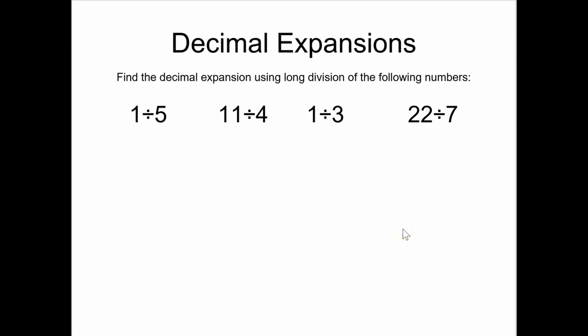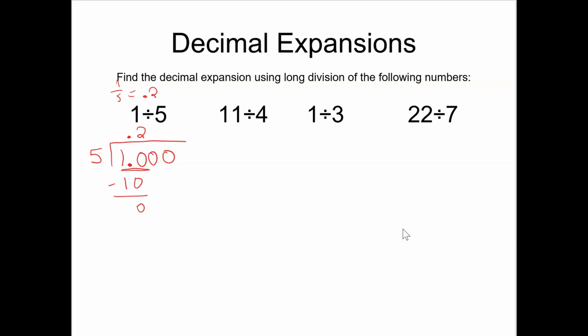So 1 divided by 5. We're dividing 1 by 5. 5 can't actually go into 1, so we're going to use a decimal and expand it out. How many times does 5 go into 10? 2 times, and there's no remainder. So 1 divided by 5 is 0.2. 1/5 is 0.2. What about 4 divided by 11?